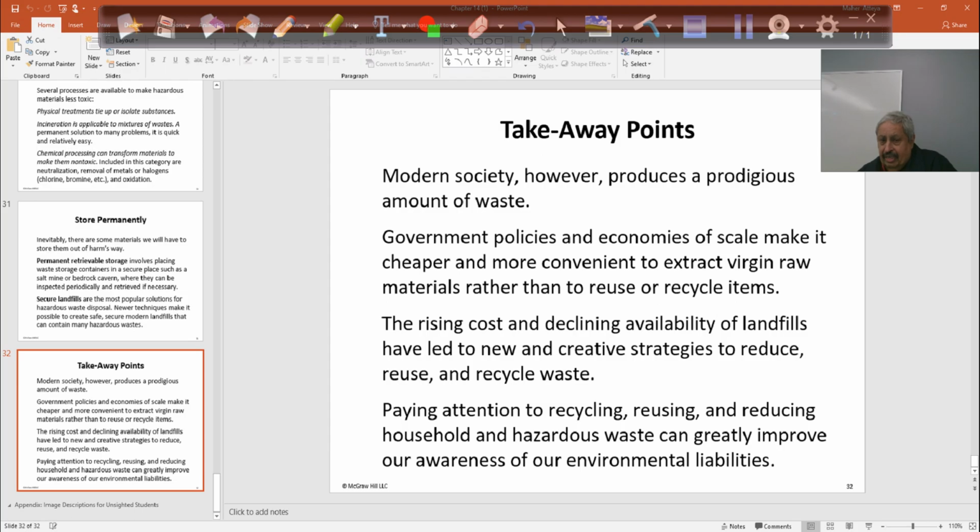The rising cost and declining availability of landfills have led to new and creative strategies to reduce, reuse, or recycle waste. Paying attention to recycling, reusing, and reducing household and hazardous waste can greatly improve our awareness of environmental liability. That's what chapter 14 is about.